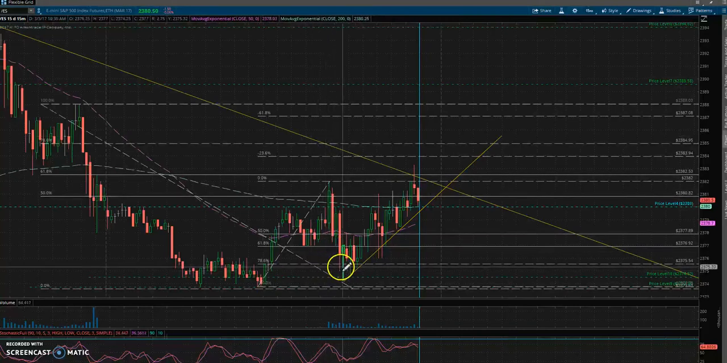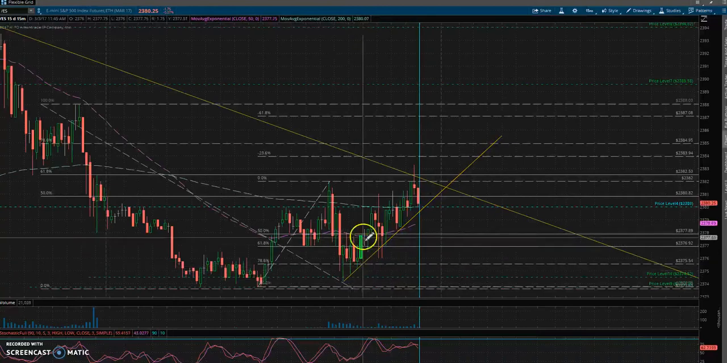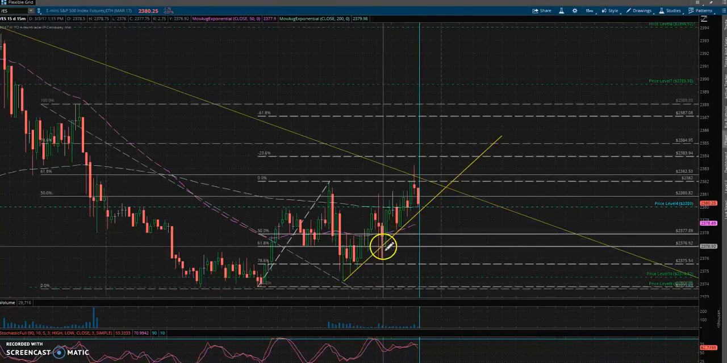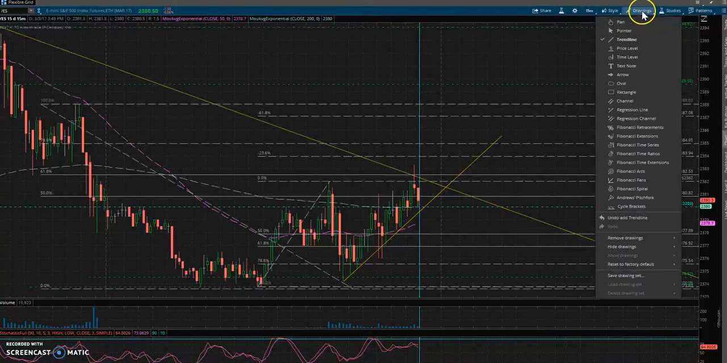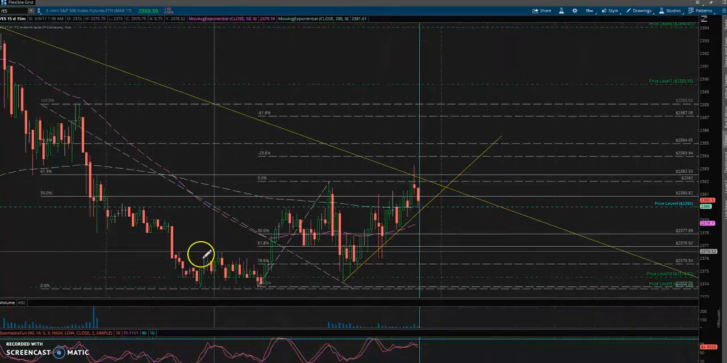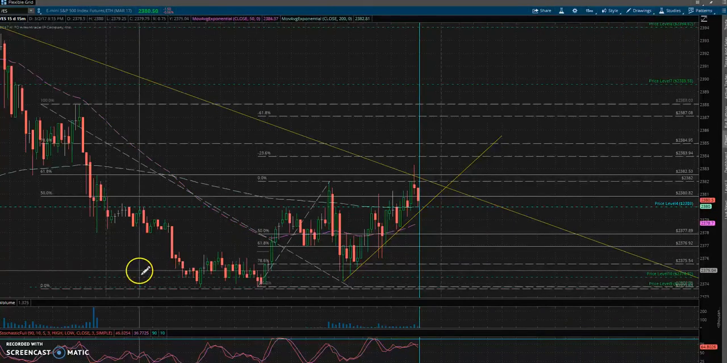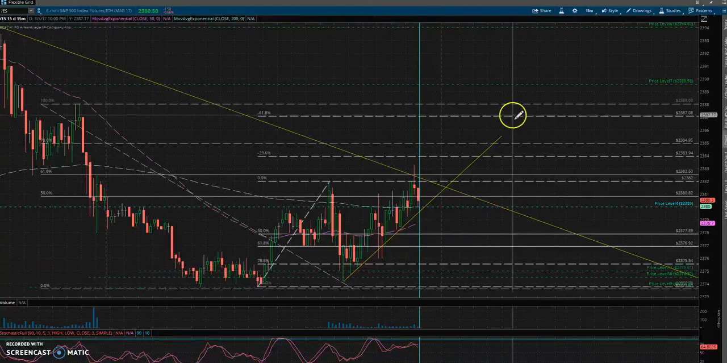Okay, so we got the 78.6 retracement. We bounce off of that nicely, bounce off of this trend line once, twice, thrice, and then we keep going up. And now we're just testing levels. So I had a mental stop in mind the entire time. I'm going to start off with my mental stop below this structure.